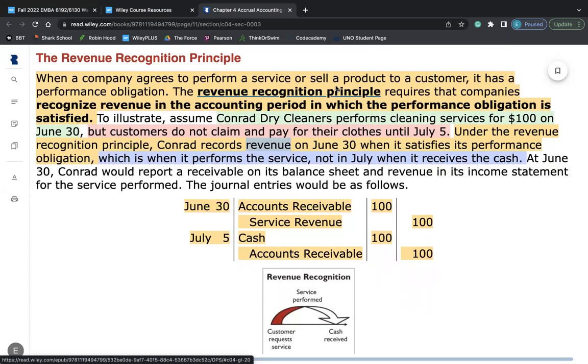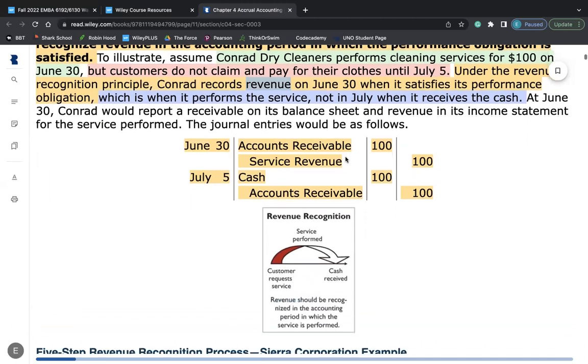We have an example here to illustrate. Conrad Dry Cleaners performs cleaning services for $100 on June 30th. All right, now customers are not going to pay until the 5th of July. Under the revenue recognition principle, Conrad records revenue on June 30th. Why do they do that? That's because that's when they actually did the job. And that's kind of highlighted in blue. I color coded the points, so that it's going to help us keep pace.